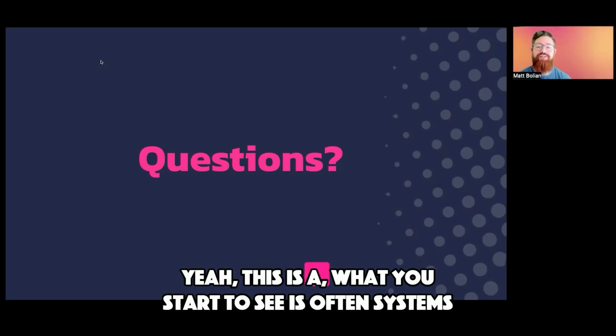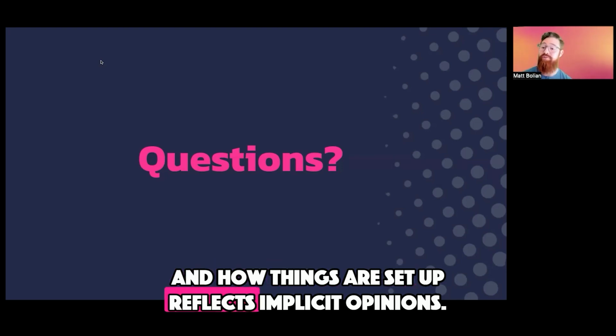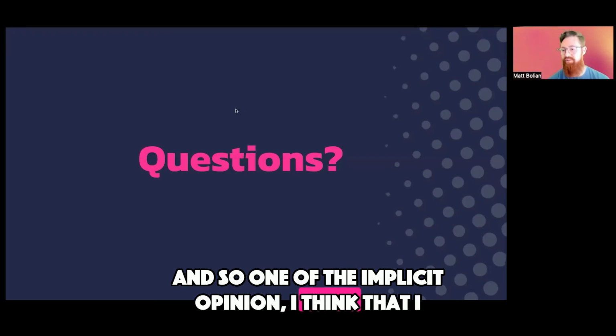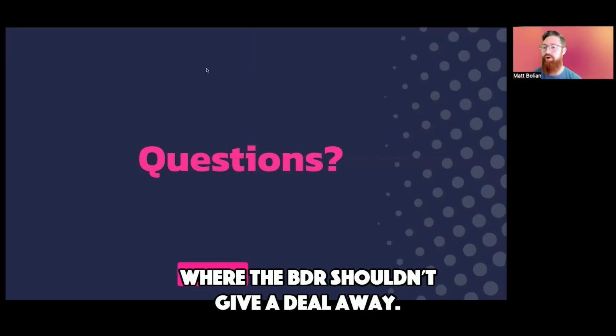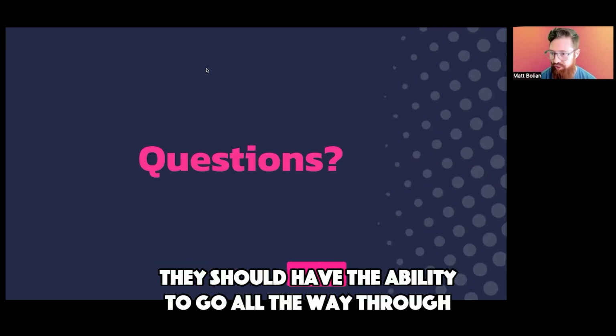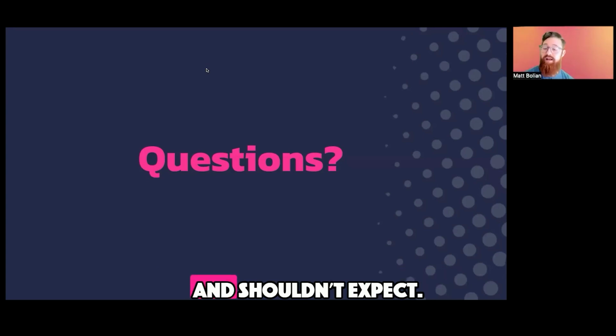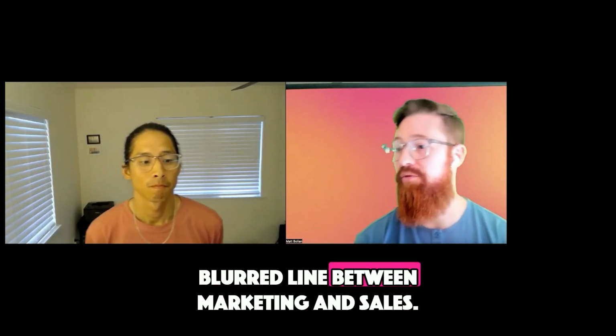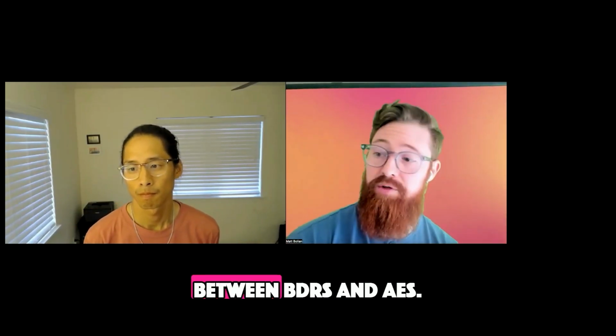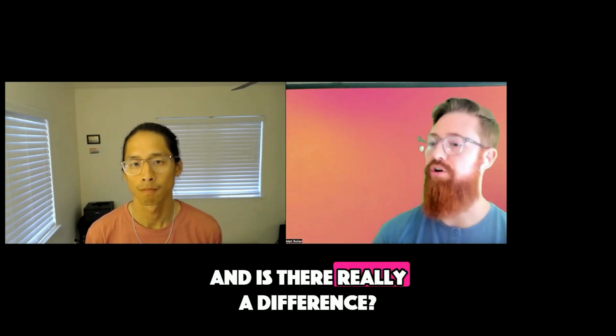What you start to see is that systems and how things are set up often reflect implicit opinions. One implicit opinion I may have in the system is that the world's moving to where the BDR shouldn't give a deal away. They should have the ability to go all the way through. And an AE shouldn't expect that their deal's coming from an SDR. So what does that mean? There's a blurred line between marketing and sales. There's a blurred line becoming between BDRs and AEs. And is there really a difference?